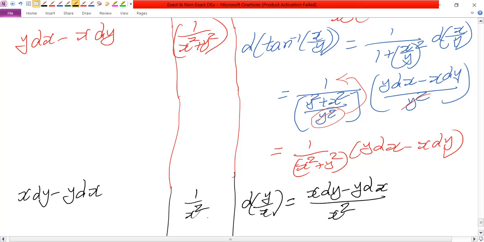Now check it. 1 by x square is the integrating factor. x dy minus y dx is the group of terms. So this is the thing.